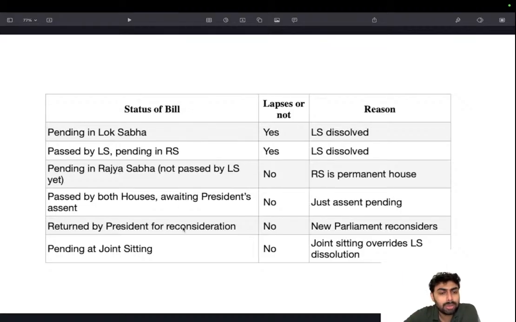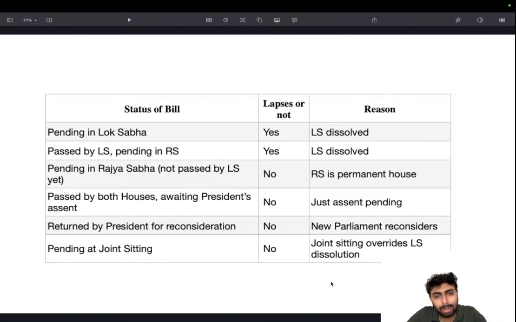Passed by both houses, awaiting President's assent: no issues, absolutely no issues. Once the bills are passed and assent is awaited, there's just no issue with that. Returned by the President for reconsideration: again no issue, the new Parliament can consider. Pending for joint sitting: no lapse, because the joint sitting overrides the dissolution process. So that's it. Just take a screenshot of this and you will be able to quickly revise it. This is kind of tricky with the numbering and the combinations that could come, but it's very easy if you have a table like this.